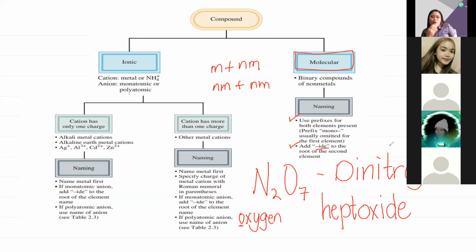So the first thing to do, identify first the elements whether it's between a metal and a non-metal or a non-metal and a non-metal para maka-decide ta what guidelines are we going to use. So this time nitrogen is non-metal, oxygen is non-metal, so we will be using the prefixes. Dinitrogen heptoxide. Questions about this?